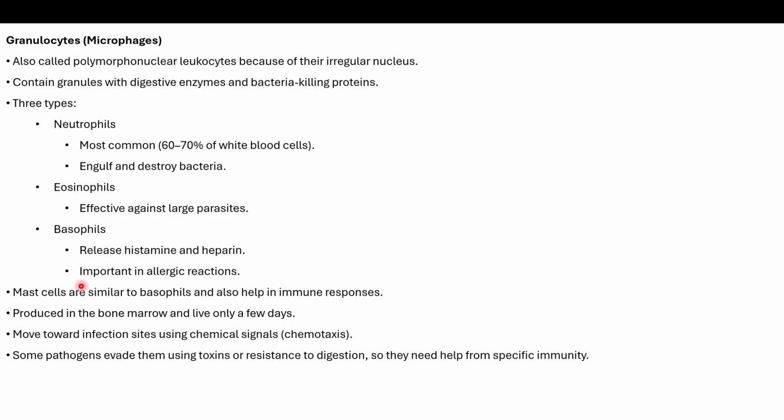Okay. Then there are mast cells, which are similar to basophils and also help in immune responses. And granulocytes are actually produced in the bone marrow and can live only for a few days. And whenever there is any attack, they can move towards the site of infection via chemotaxis. Taxis means movement, and chemo means the movement due to any chemical signal. And there are some pathogens which can evade granulocytes using toxins or resistance to digestion. So then eventually our body needs help from the specific immune system.